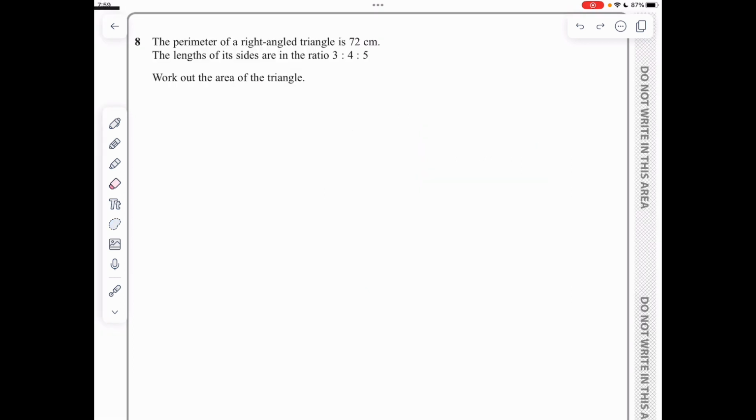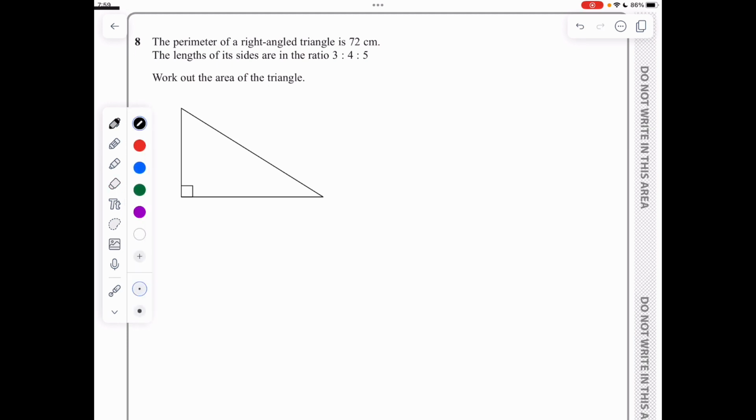In A, the perimeter of a right-angled triangle is given to be 72 centimeters. The lengths of the sides are in the ratio of 3 to 4 to 5, and we need to work out the area of this triangle. Well, I will start by drawing a right-angled triangle. We know that the ratio is 3 to 4 to 5. Obviously, the 5 corresponds to the hypotenuse, being the longest side. So I could call this 5x, this 4x, and this 3x.